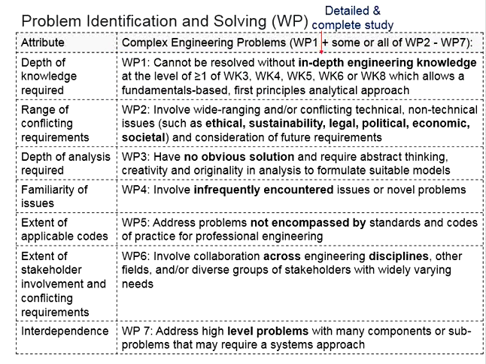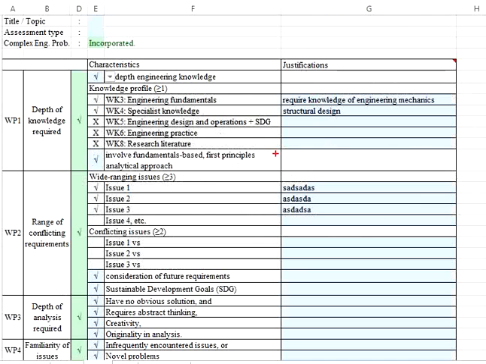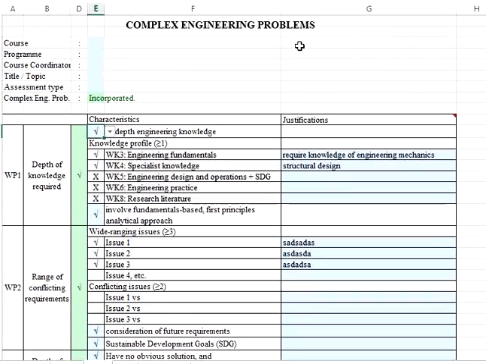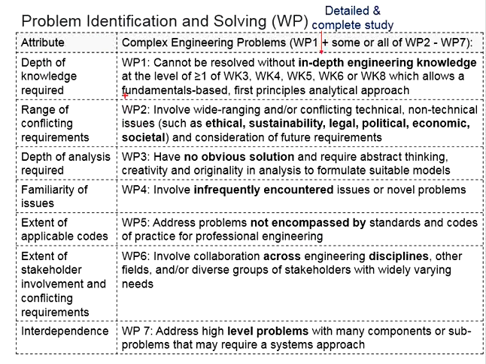In these videos, we're going to look into the following WPs. To make it easy to understand, we shall do this concurrently with the Excel that I have developed for you to see how the principle works. Now let us look at WP2. This is about the range of conflicting requirements.